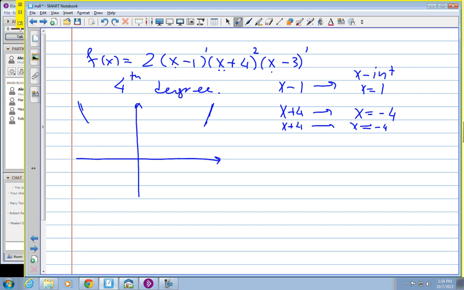And then the next one, x minus 3. So we still have negative 4 as one of the x-intercepts. That didn't change from the previous example, right? My x-intercepts stayed the same. So I have negative 4, positive 1, and positive 3. But now try to connect the dots.